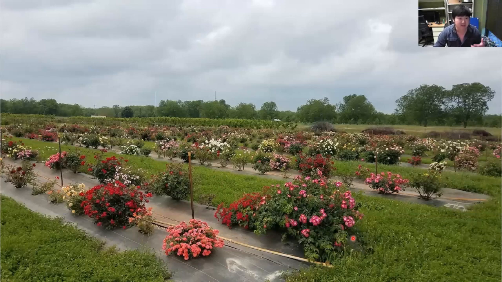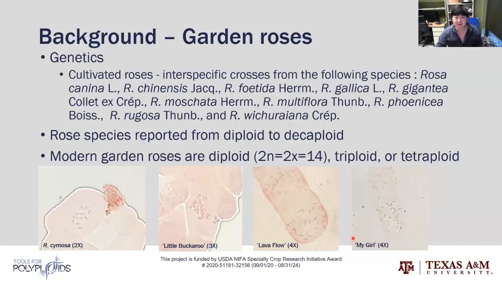Attributing to a lot of this phenotypic variation that we can see is the genetics. So the cultivated garden rose comes from interspecific crosses from 10 different species. So this makes the genetics really complicated. It also gives us a lot of that phenotypic variability that we see. And rose species are reported from diploid all the way up to decaploid. So there's a lot of different ploidy levels. However, the modern garden rose that you see at Home Depot or at Lowe's, when you go into the garden center, they're mostly diploid, triploid, and tetraploid.